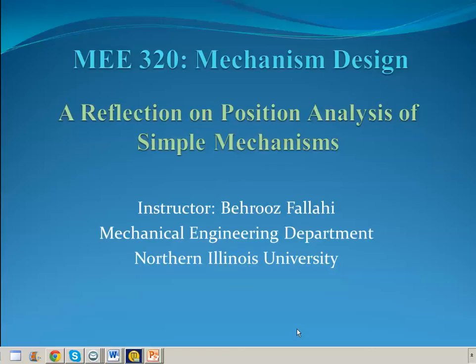The reason that this concept is important is that when we are working on more complex mechanisms, many of them can be reduced to one of these patterns, and therefore we can use the procedure that we discussed for the simple mechanisms and apply it to the more complex mechanisms. So now let's review what we have learned so far.